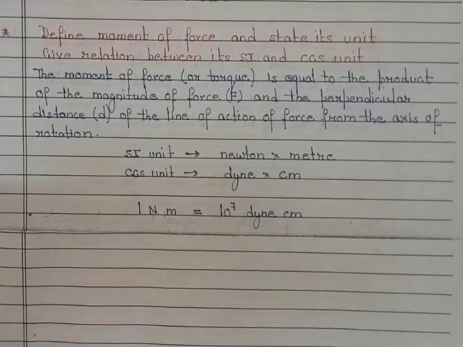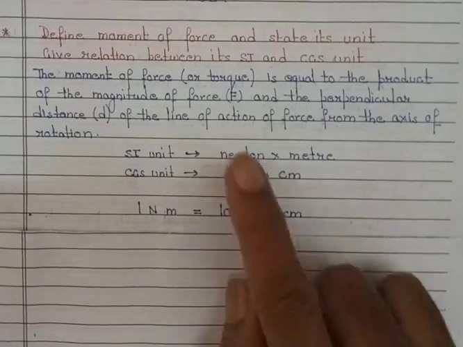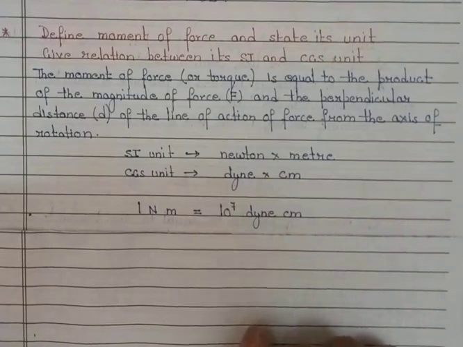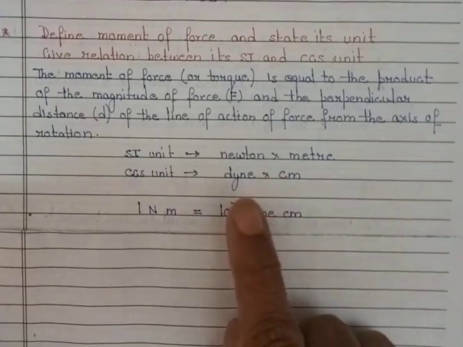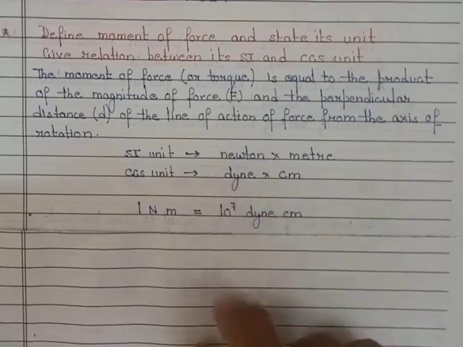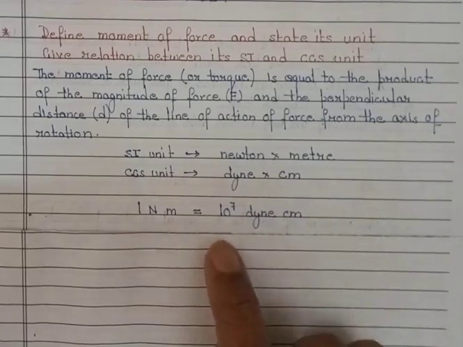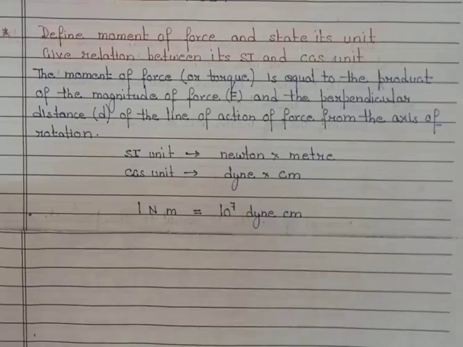So the answer is the moment of force or torque is equal to the product of magnitude of force F and the perpendicular distance d of the line of action of force from the axis of rotation. SI unit is Newton meter and the CGS unit is Dyne centimeter, and the relation between SI and CGS unit: 1 Newton meter is equal to 10 raised to power of 7 Dyne centimeter.